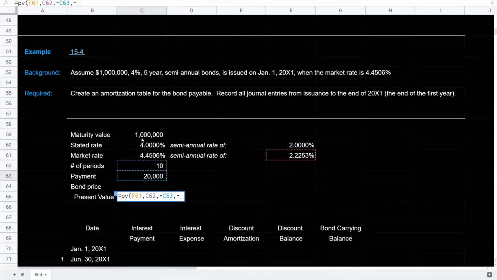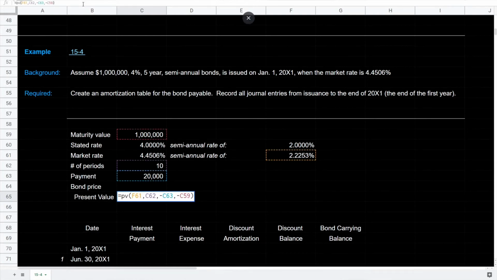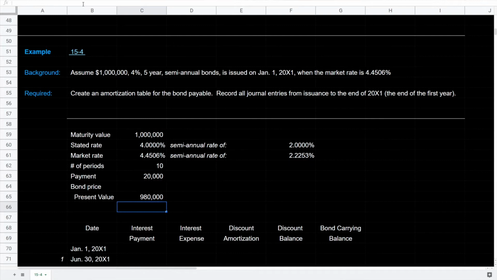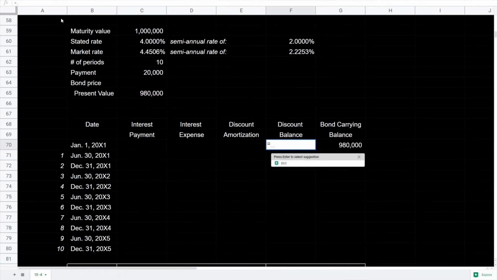I'll use a negative amount there as well to indicate that that $1 million, the lump sum, is an outflow that's paid out at the end. We can see that the present value is just about $980,000. So for the sake of consistency with the previous example, I'll make it $980,000. Our bond carrying balance is going to equal the present value, or the bond price. The discount balance is still going to be $1 million subtract the carrying balance.